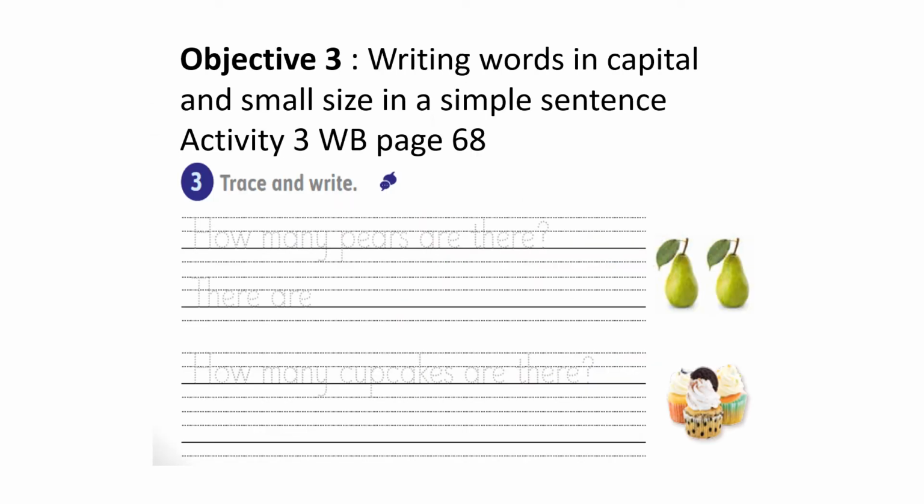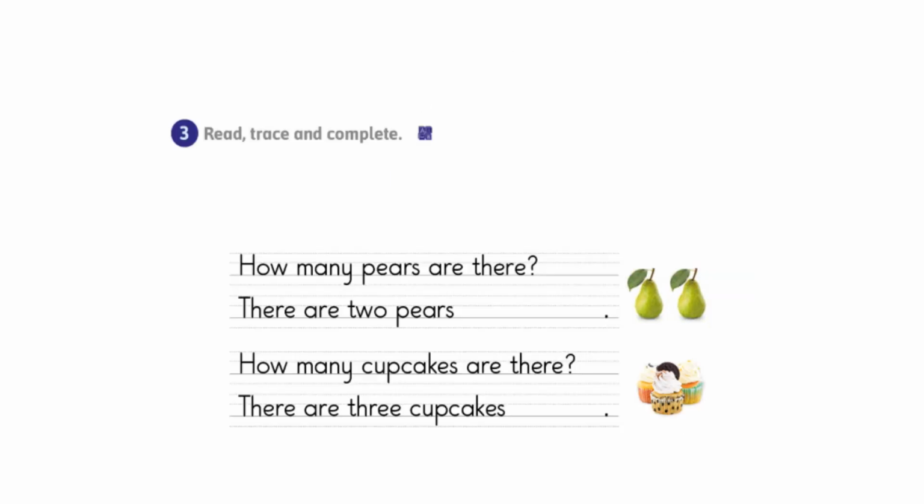Now we come to objective number 3, which is to write words in capital and small letters. Trace and write. Have your time. How many pairs are there? There are blank. هنعيد على هذه الكلمات بعدين بنكتب الكلمة اللي ناقصة. How many cupcakes are there? Okay. Have you finished? Check your answer. How many pairs are there? There are 2 pairs. How many cupcakes are there?